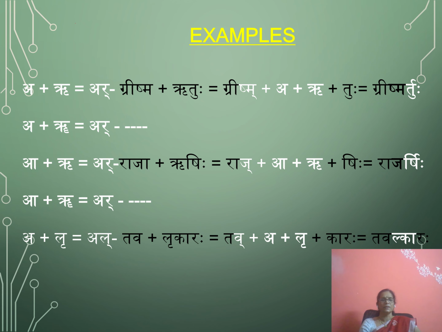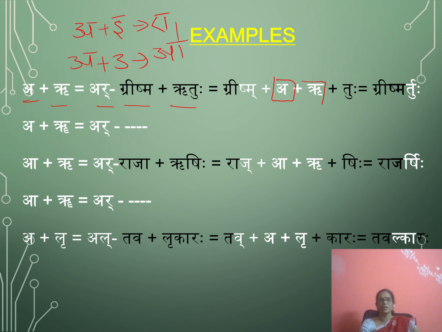After a plus e giving a, and a plus u, what are we getting? O, yes, exactly, o. After this we can observe a plus r. Here the first example is Grishma plus Rutuhu. The first word ended with a, the second word started with r. Then by adding these two, we get r.